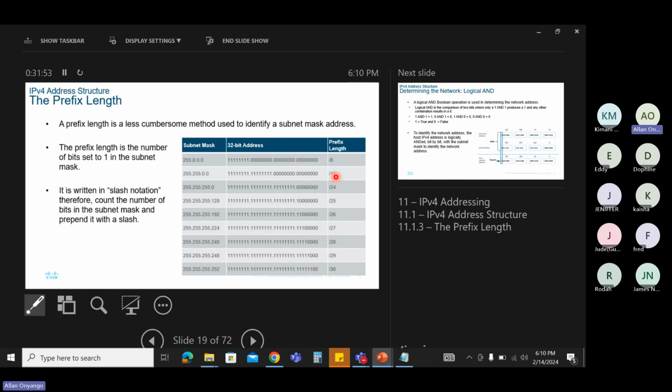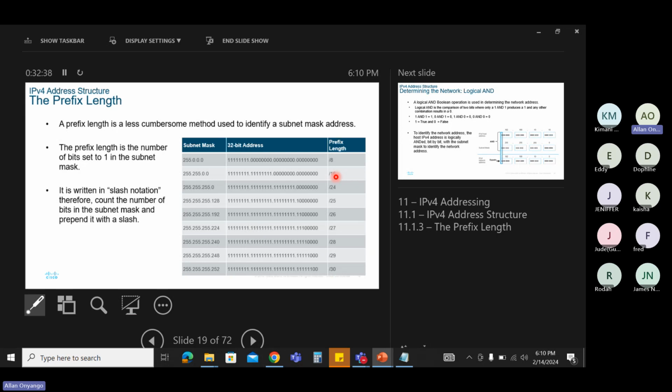Listen to this, everyone. When you see slash 30, it is always synonymous. Every time someone tells me slash 30, I always know it is a subnet mask that ends in .252. If you tell me slash 29, I know it's a subnet mask that ends with 248. Slash 28 ends with 240. Slash 27 ends with 224. Slash 26 ends with 192. Slash 25 ends with 128. And that is going to help you so much. Especially these ones, I need you to have them at your fingertips.